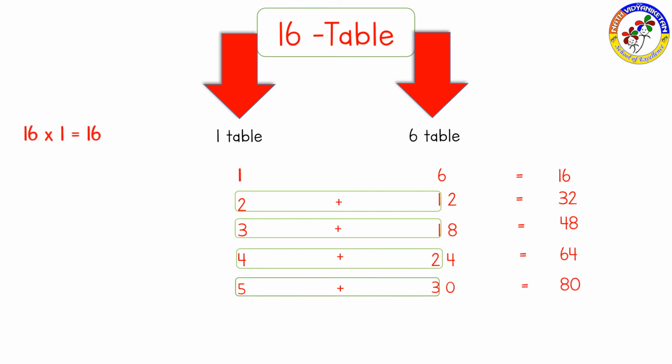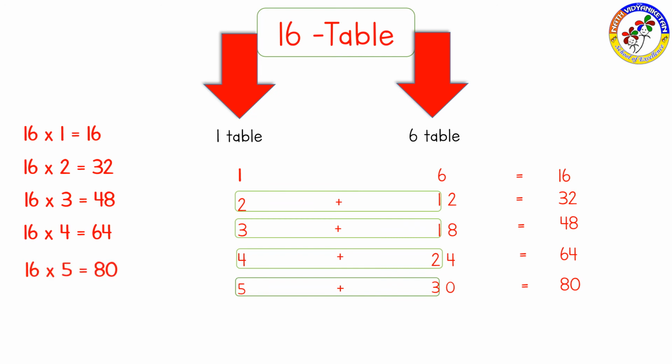Here is the 16th table. 16 ones are 16. 16 twos are 32. 16 threes are 48. 16 fours are 64. 16 fives are 80.